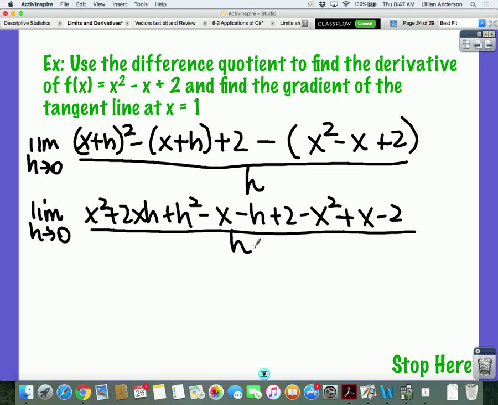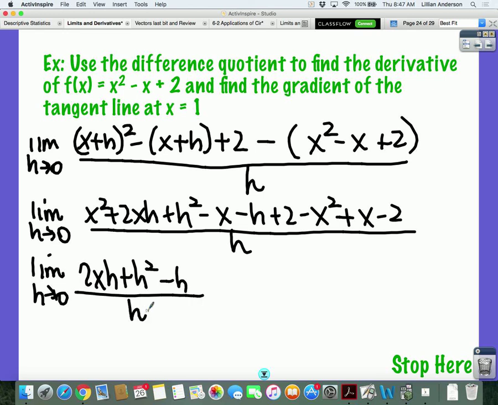What you should notice, the x squares cancel out, the x's cancel out, and the 2's cancel out, leaving only terms that have an h in them. So that's 2xh plus h squared minus h, all over h. Questions on this?